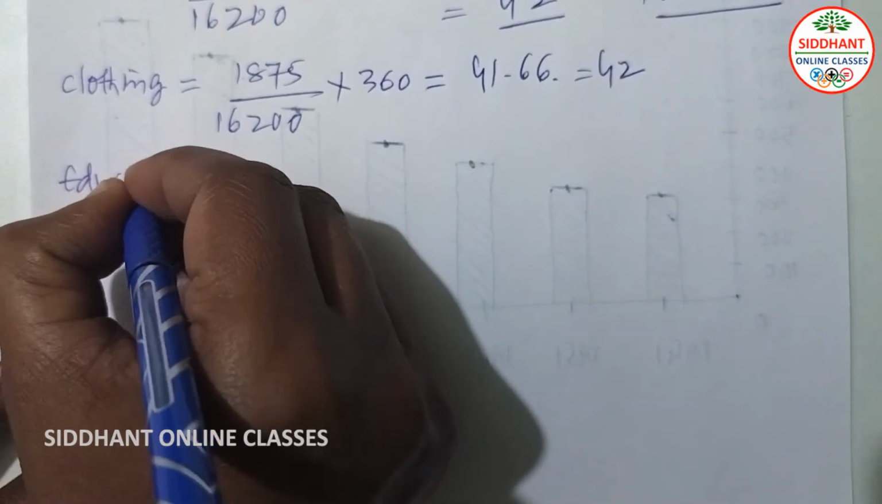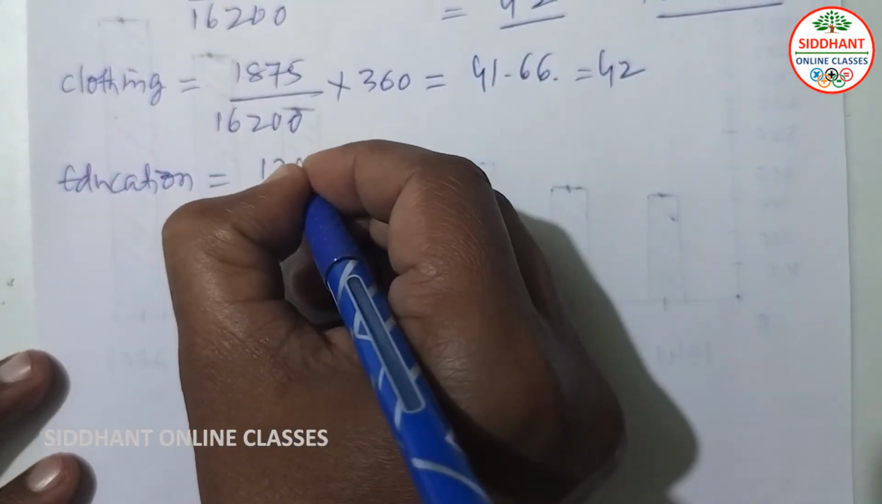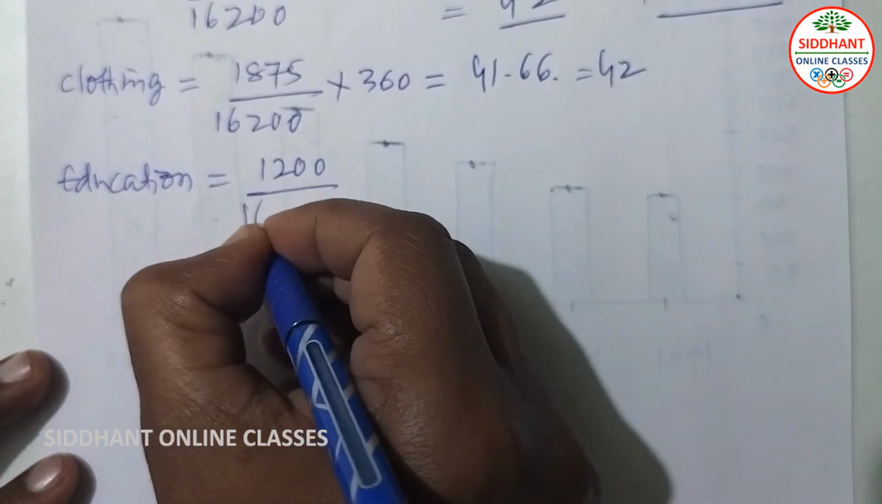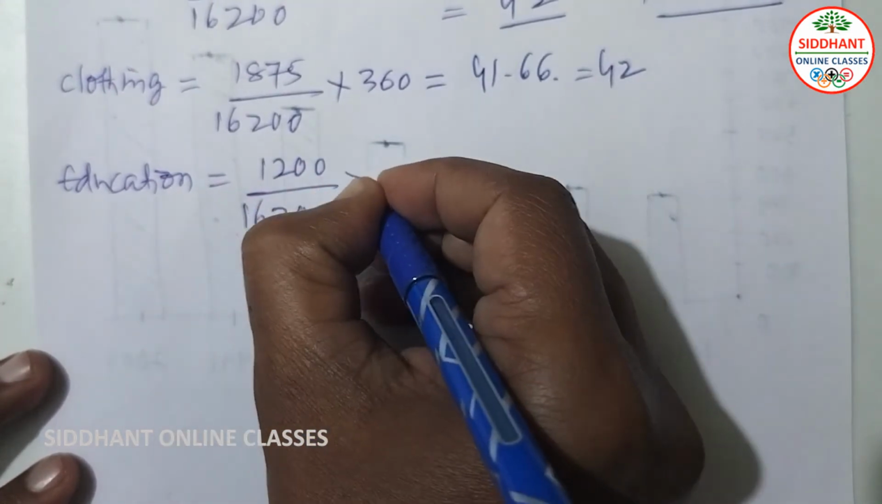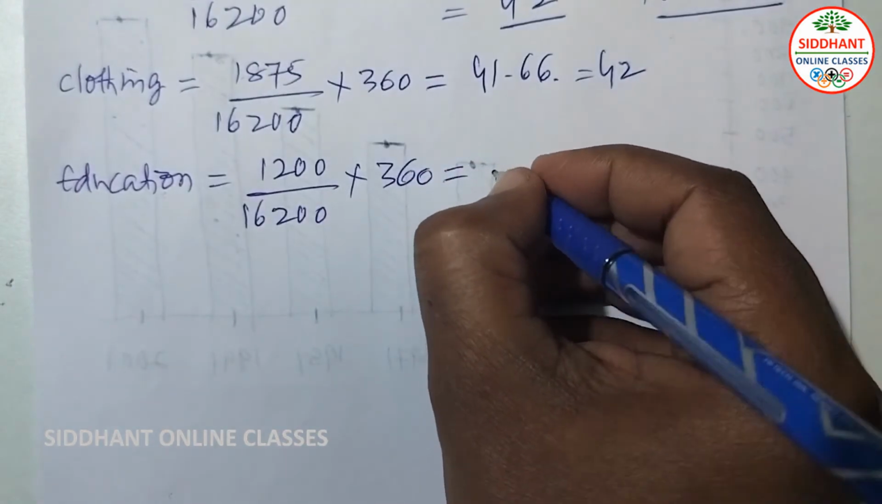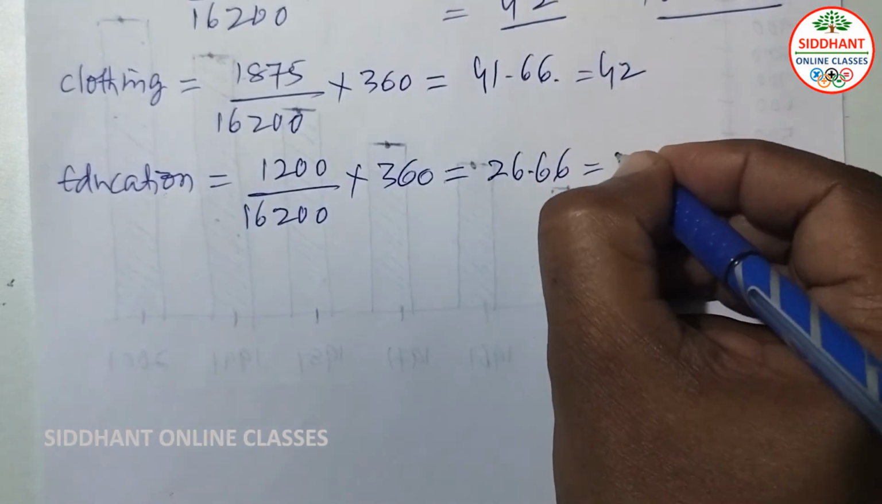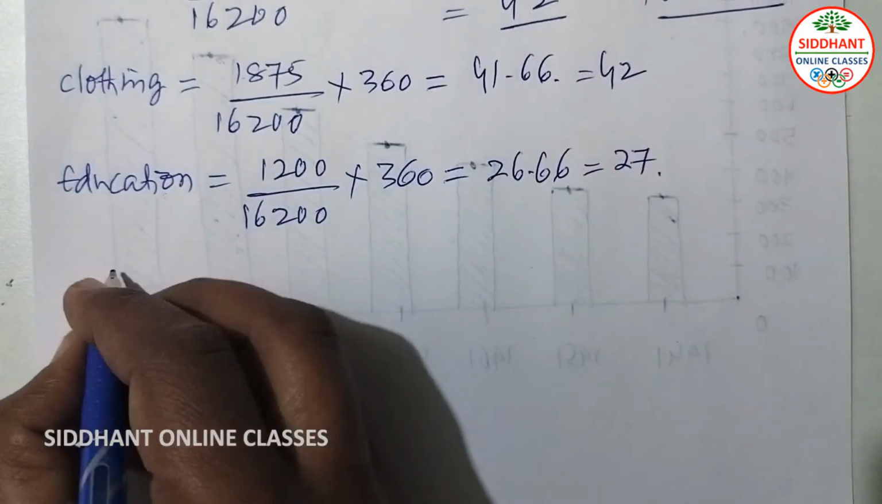Next, education. The amount is 1200 by 16,200 into 360. After calculation, your answer will be 26.66, round figure 27.